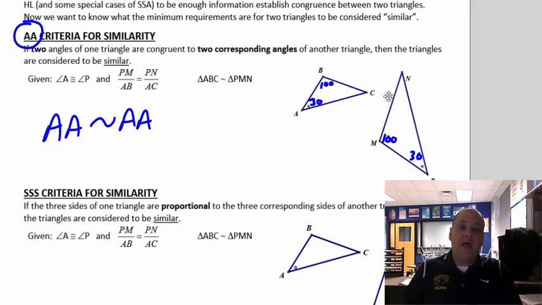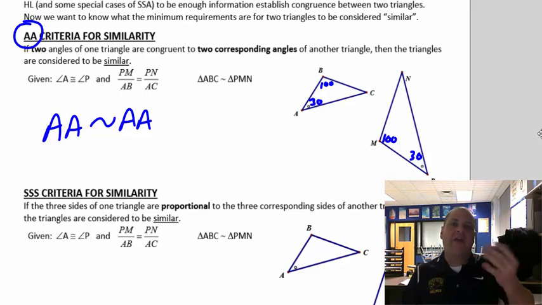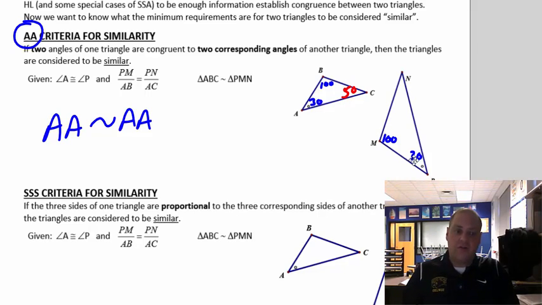Okay? Now, I don't know angle C and I don't know angle N. However, what do we know about the angles of a triangle? They all have to add up to 180. So as long as I know two angles, I do know the third angle. So angle, angle is really angle, angle, angle without actually showing the third angle. But you would know that if this is 100 and this is 30, this would be 50. And if this is 100 and this is 30, this would be 50. That's why it's not necessary to prove the third congruent angle.